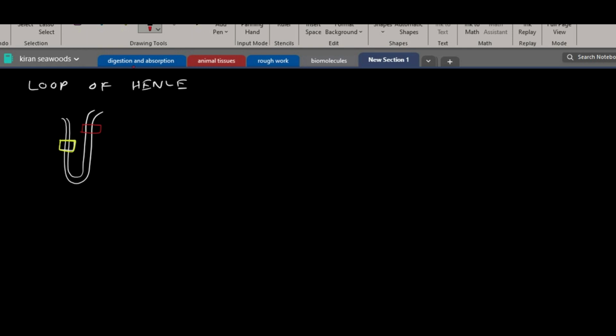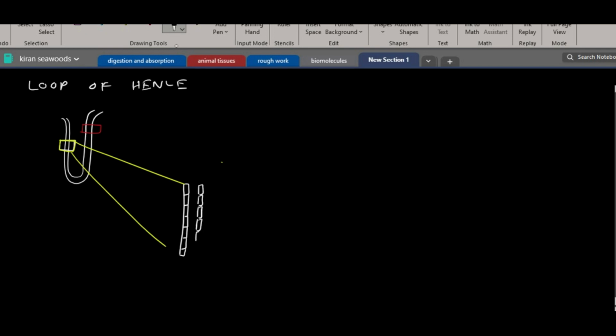So let us zoom first this one. And as you can see that this is thin as compared to the other one, and it is lined by squamous epithelium. This is lined by squamous epithelium, and this one is referred as descending limb.